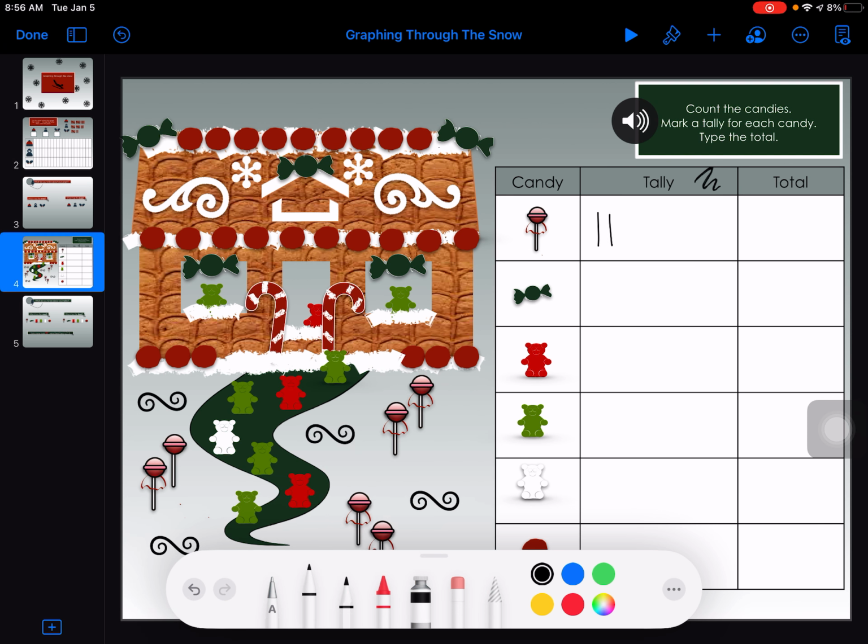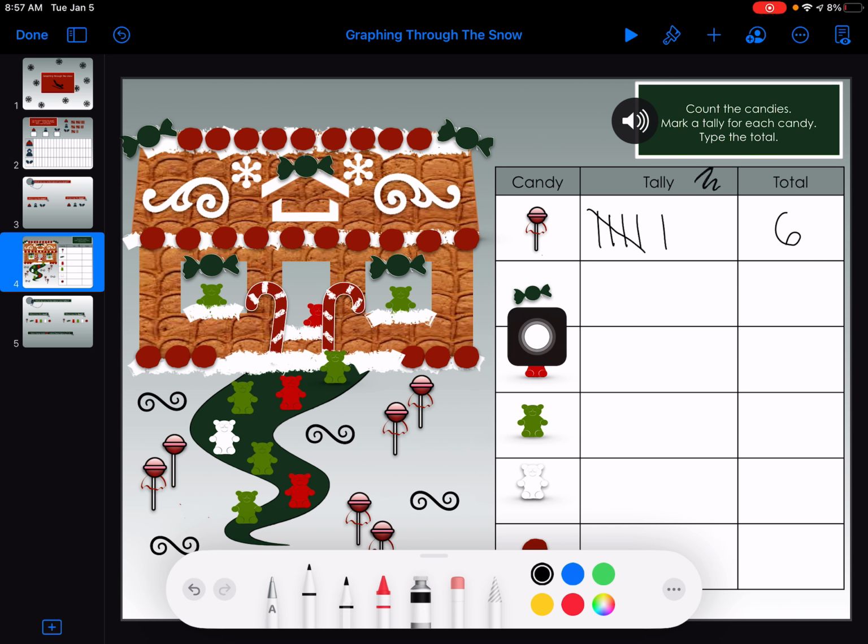1, 2, 3, 4, 5. Oh, I made a mistake, didn't I? I crossed it over for 5, not 6. Let's do it again. 1, 2, 3, 4, cross for 5, and then 6. Good catch, guys. Now I need to write 6 in standard form.